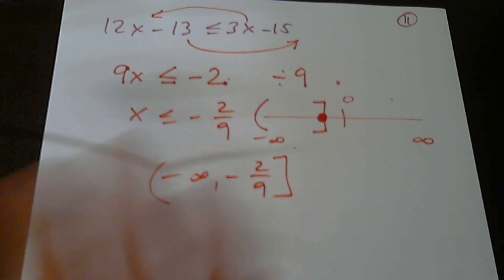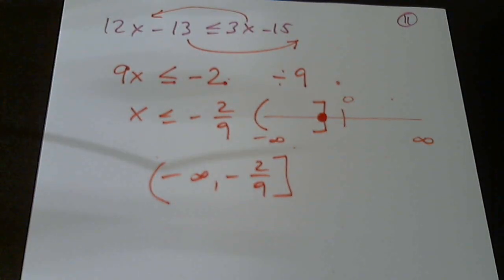You're solving it. Don't change the inequality symbol into an equal symbol. You're solving it as if, don't even look at the inequality symbol unless you divide or multiply by a negative number. You solve as you know, and then you write the interval notation. Okay, this is a good one.